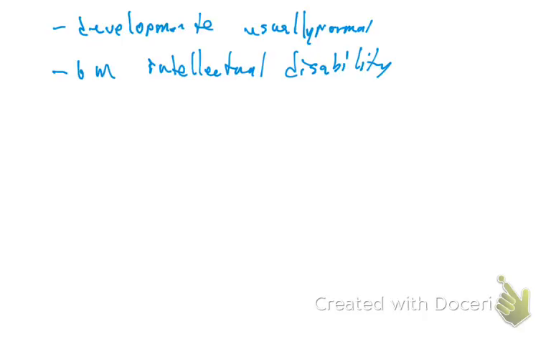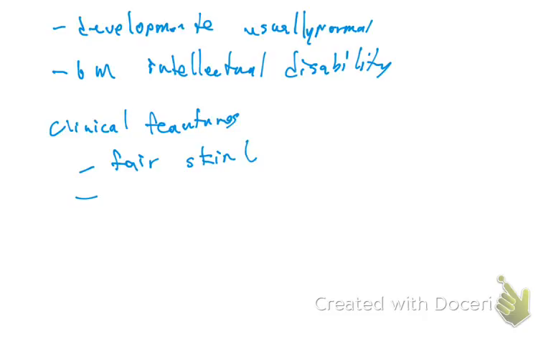Now how do I know? Because when the patient is born, we can see the skin. So let's see some clinical features here. For example, we mentioned fair skin, or light skin, or light color. Also they are going to have a musty body odor, so you smell it, musty body odor.